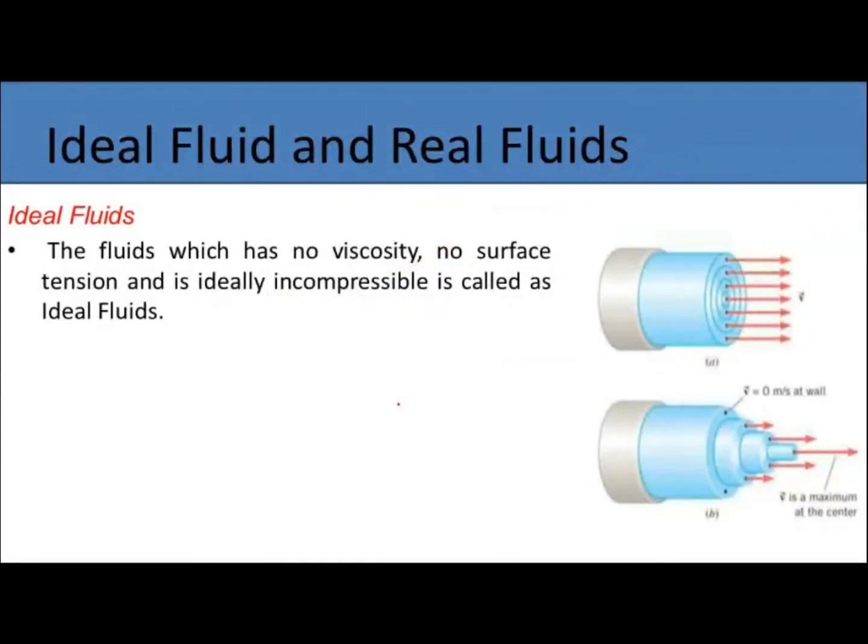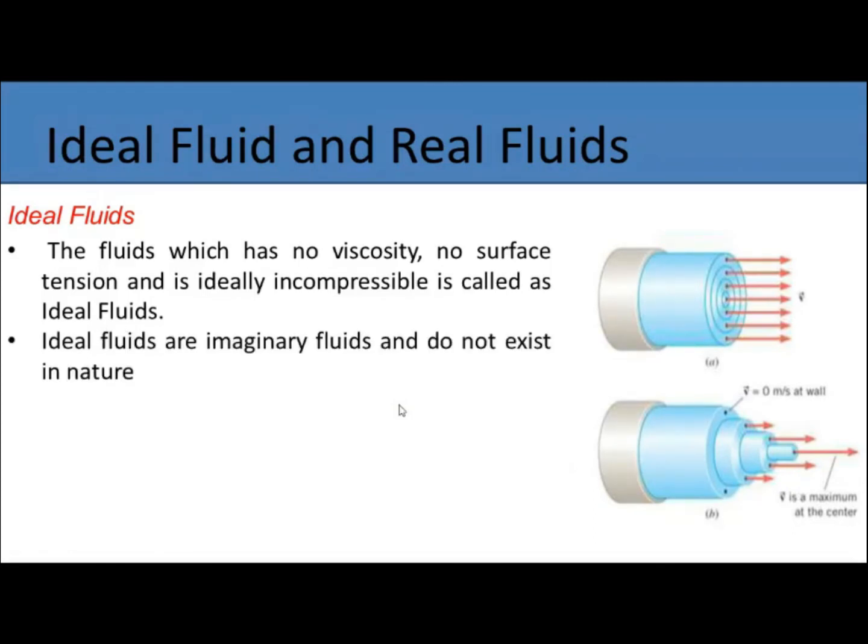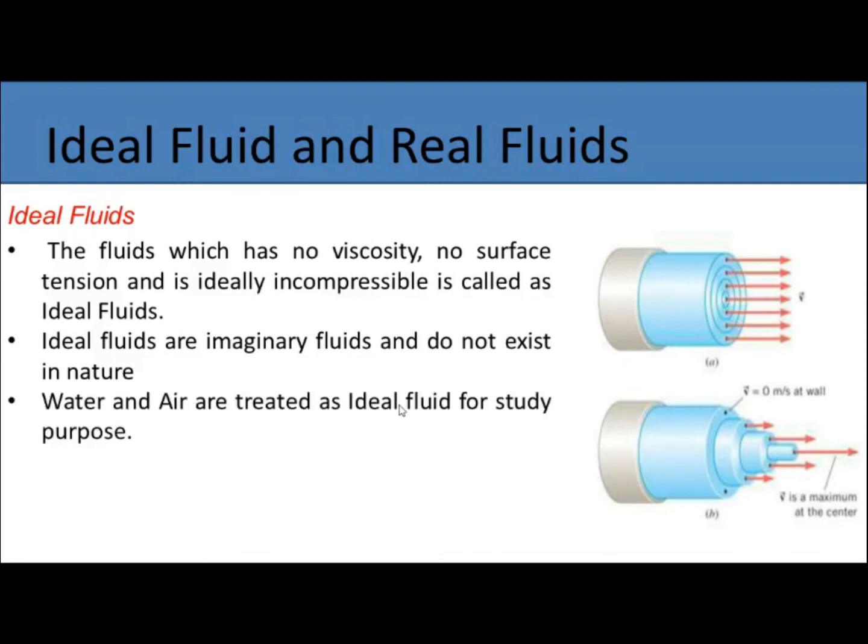So ideal fluids are the fluids which have no viscosity, that means no resistance to motion, no surface tension, and are ideally incompressible. That type of fluid is called an ideal fluid. Actually, ideal fluids are imaginary fluids. No ideal fluid exists in nature. It is just a theoretical definition. But for practical purposes, in case of liquid, water is treated as an ideal fluid, and in case of gases, air is taken as an ideal fluid.